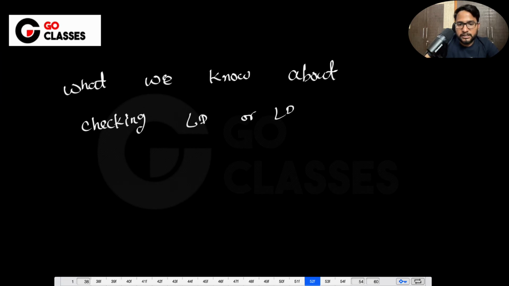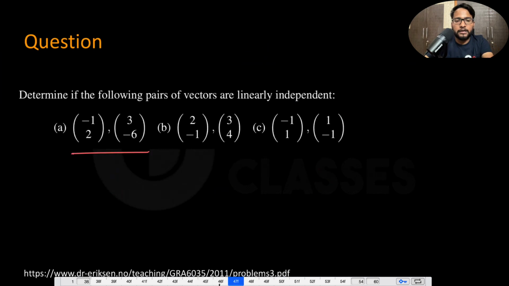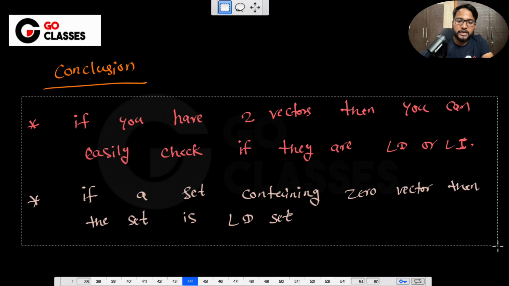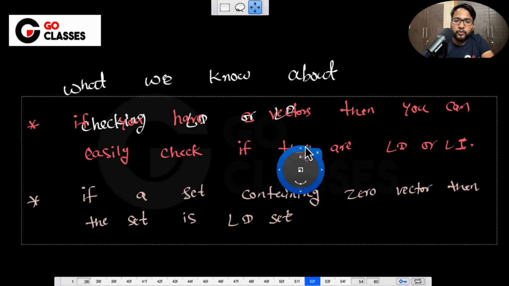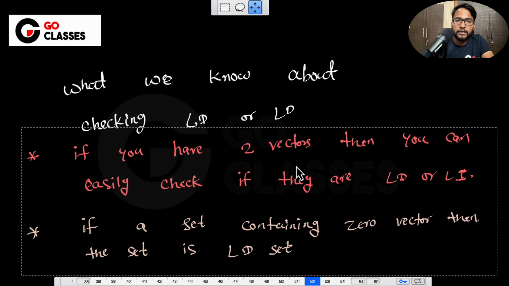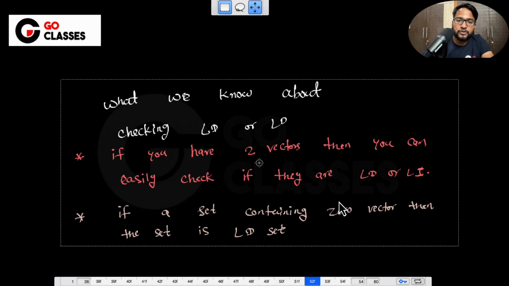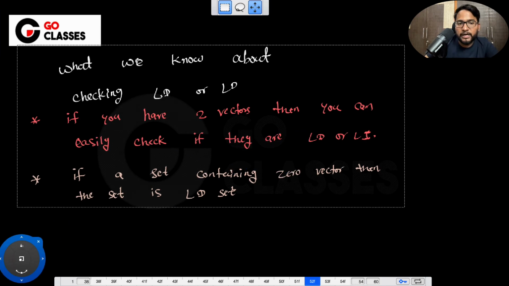Basically, again, just the same point that I have written in the conclusion part. These 2 things: if you have 2 vectors, then you can check. If there's a 0 vector, then you can tell. So these are the few guidelines only that you know till this point. If you have a 0 vector, then you can immediately tell me. If you have only 2 vectors, then you can immediately tell me.